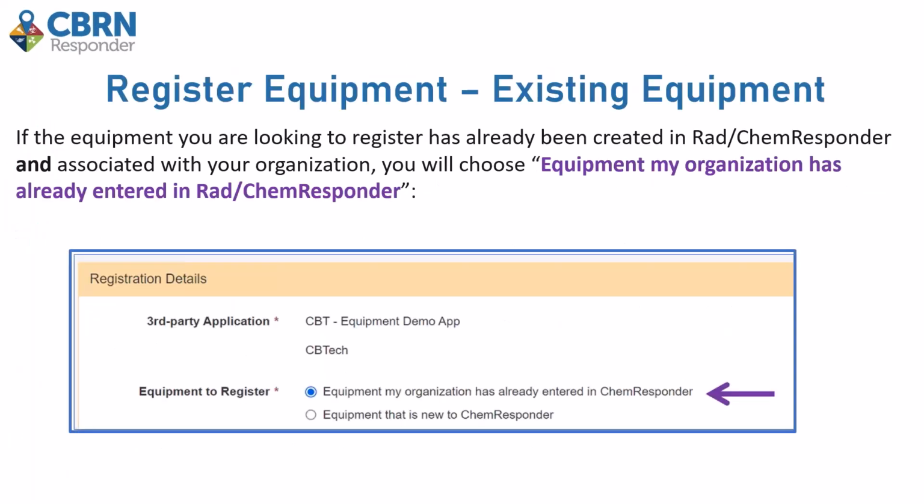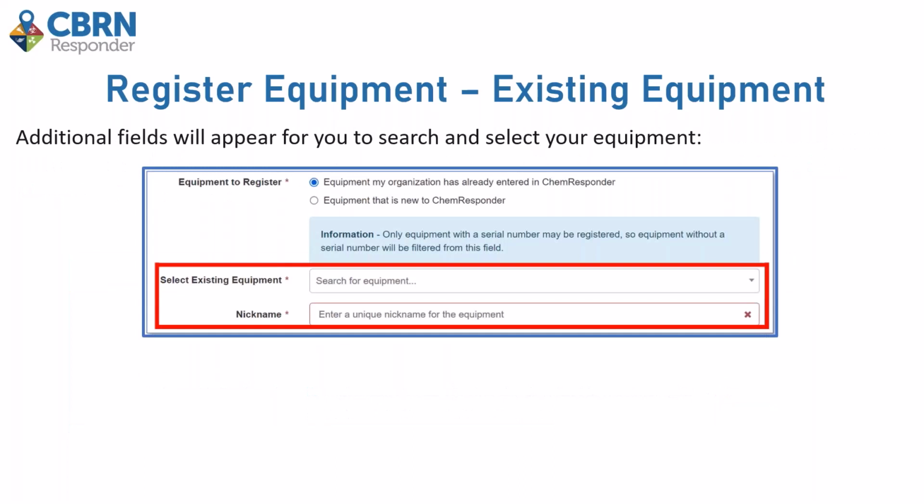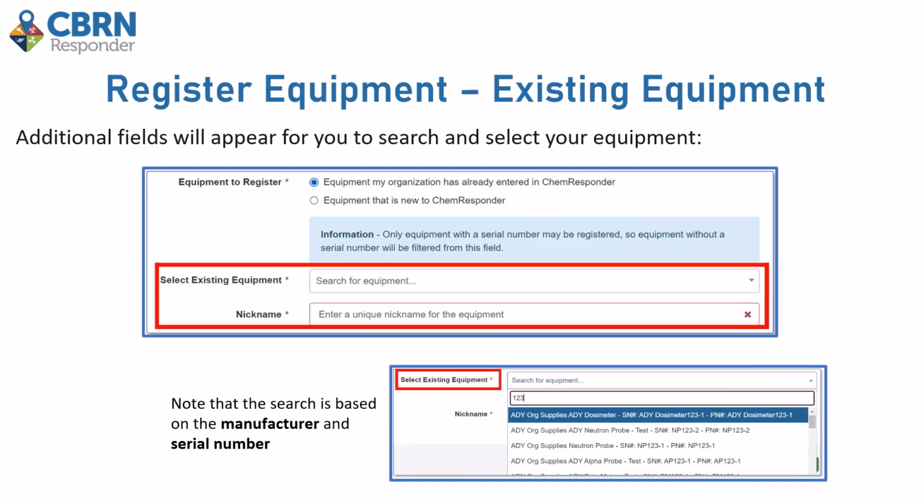Let's say you already have your equipment added to your organization in Rad or ChemResponder. You'll select that first option, and then you'll see additional fields appear for you to search and select your equipment. You'll see a blue information banner there. Your equipment does have to have a serial number associated with it for you to be able to add it to the API client. Select existing equipment field. You will search based on either the manufacturer and/or serial number.